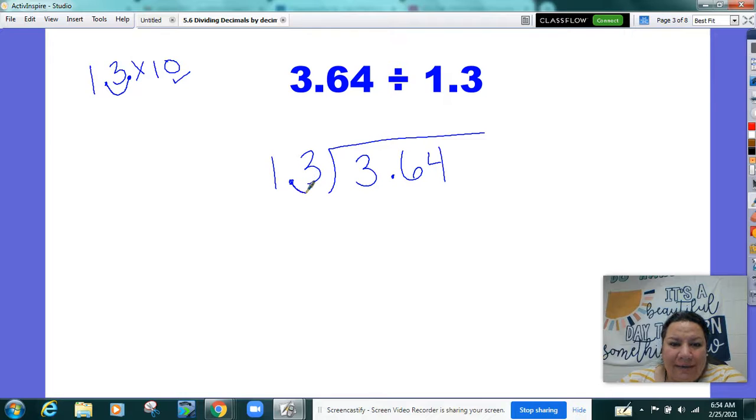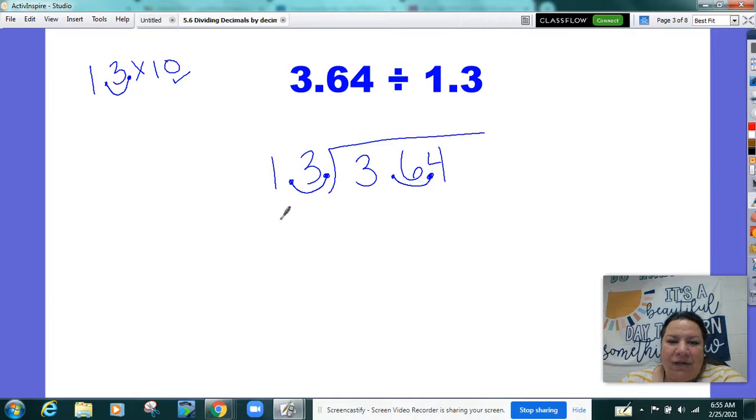So when I slide this over, I now don't have 1.3 anymore. I have 13. So when I slide over my decimal on the divisor outside, I have to also slide it one time on my dividend inside. So again, we really multiplied the 1.3 times 10, and then we multiplied the 3.64 times 10. But what we're doing is we're going to do that like slide, slide, and then raise it and divide.